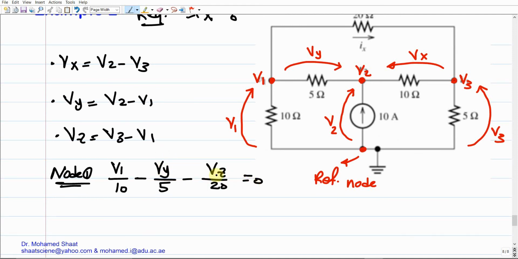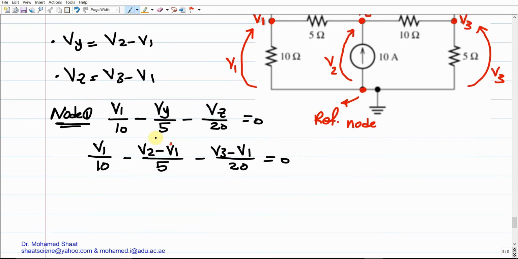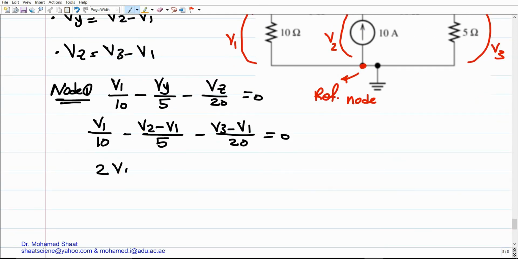Then your objective is just to replace Vy and Vz by their node voltages. So we're just going to carry on the V1 over 10, negative. How much is Vy? It is already V2, negative V1 over 5. How much is Vz? It is already V3, negative V1 over 20. Then multiply all the terms times the maximum denominator, which is 20. If you multiply, we end up with 2V1 negative 4V2 plus 4V1 negative V3 negative V1 equals 0.